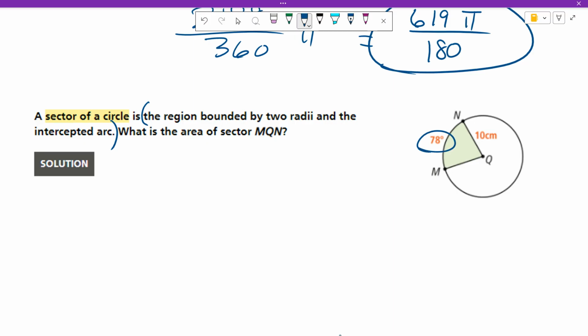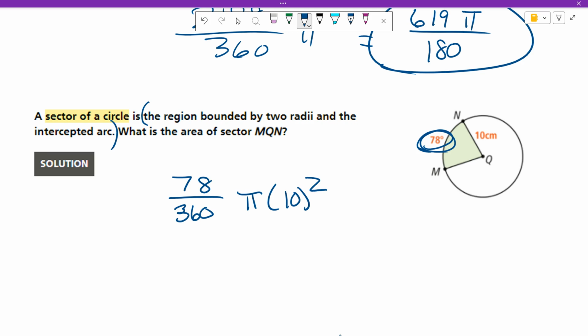Well, this is given in degrees, so we say, well, 78 over 360, the fraction of the circle times the area of the circle. The area of the circle is pi r squared, as it says on the sheets up there. So the sector area is just a fraction of that. The angle out of 360, the part of the circle that is covered, times pi r squared.